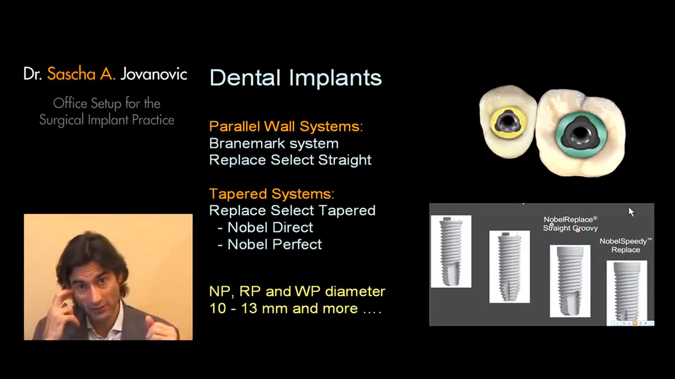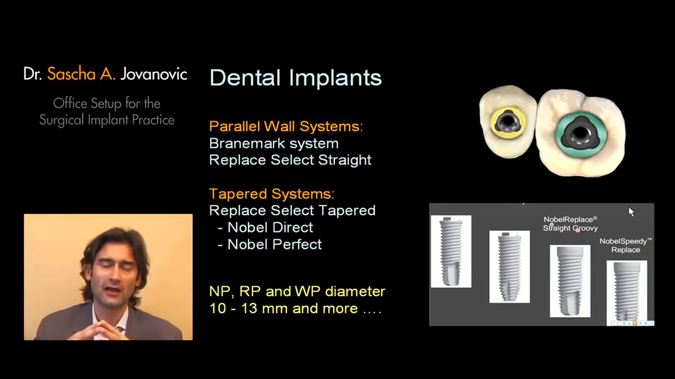Sometimes I'll use longer if I can't get stability, and sometimes I'll go shorter, but those are really more specific indications. So if you have in your office a good number of implant stock, which is a regular platform and ranges from 10 to 13, you really will have a good selection for your implant care. And then you add whatever is necessary.